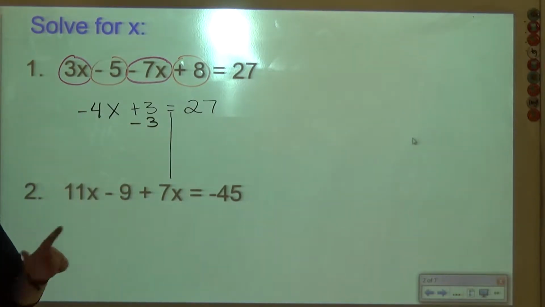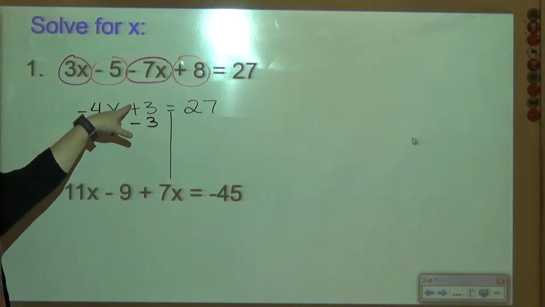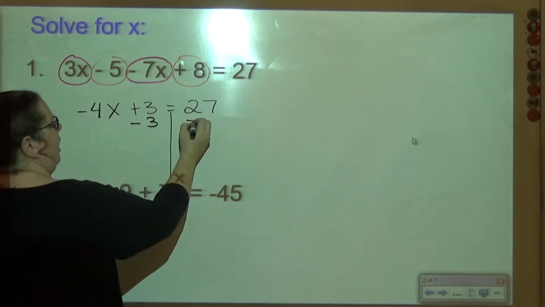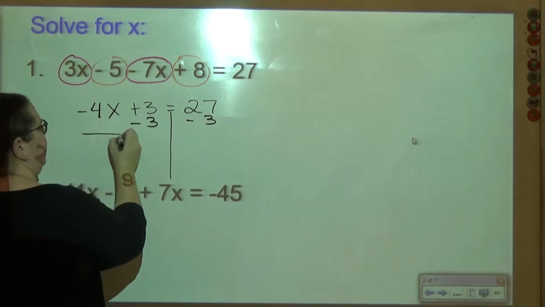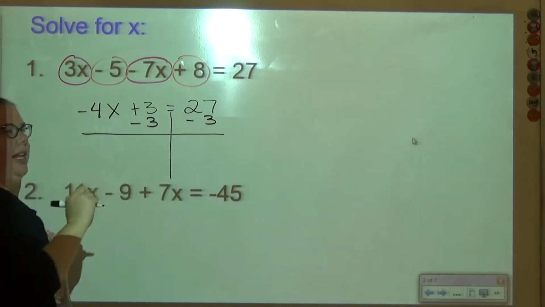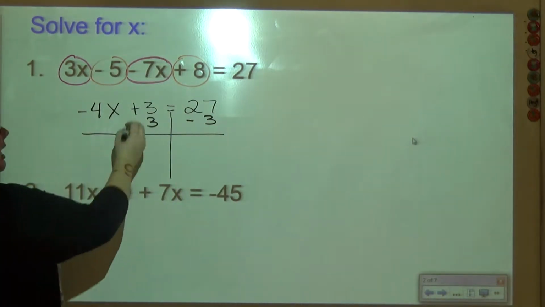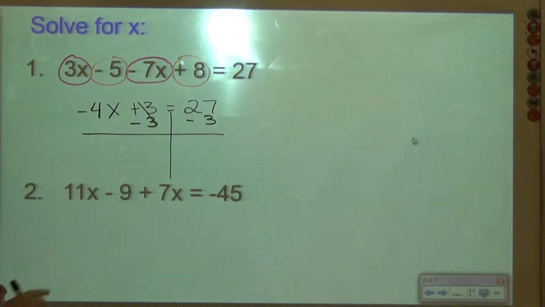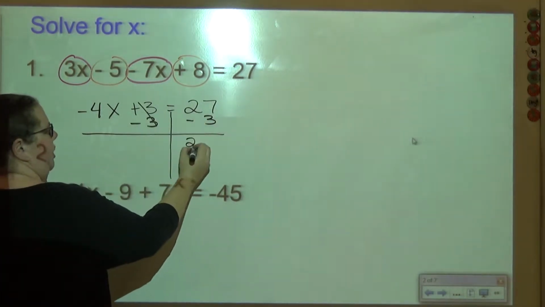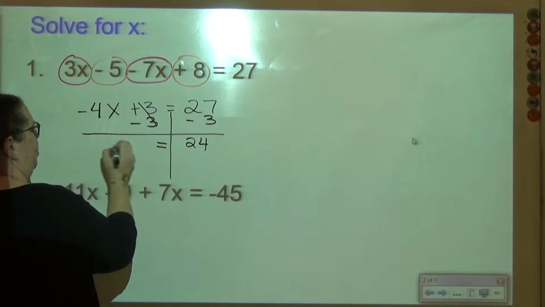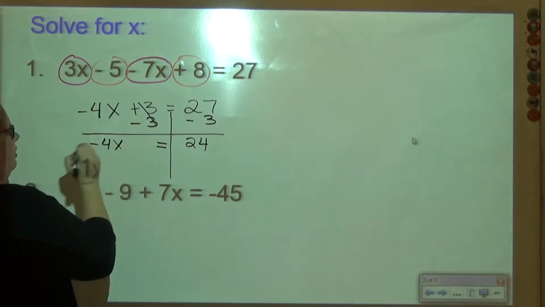So we're going to subtract 3. Why do we subtract 3? The opposite of plus 3. And whatever we do on one side, we have to do on the other. 3 minus 3 is 0. These cancel to 0. 27 minus 3 is 24, equals negative 4x.